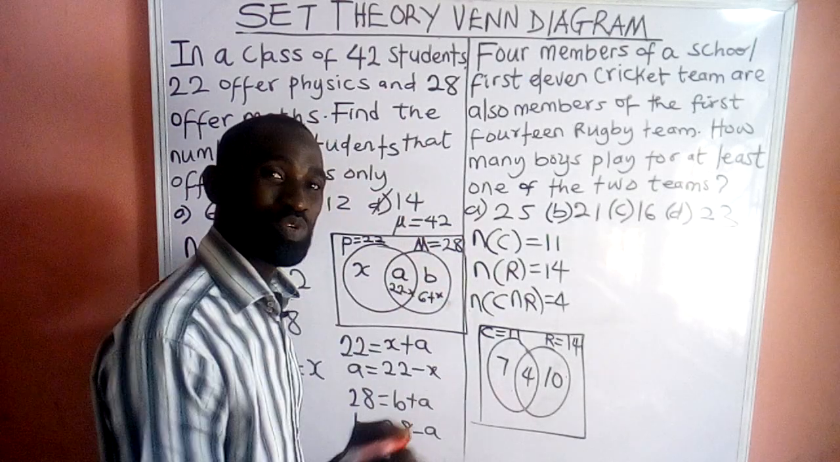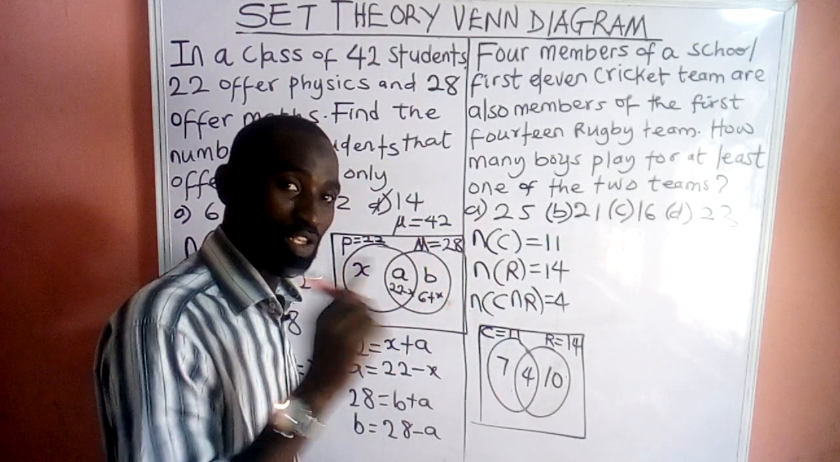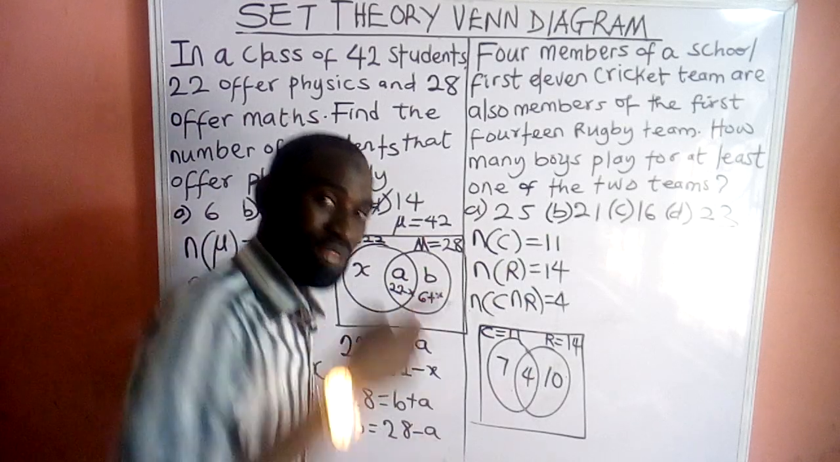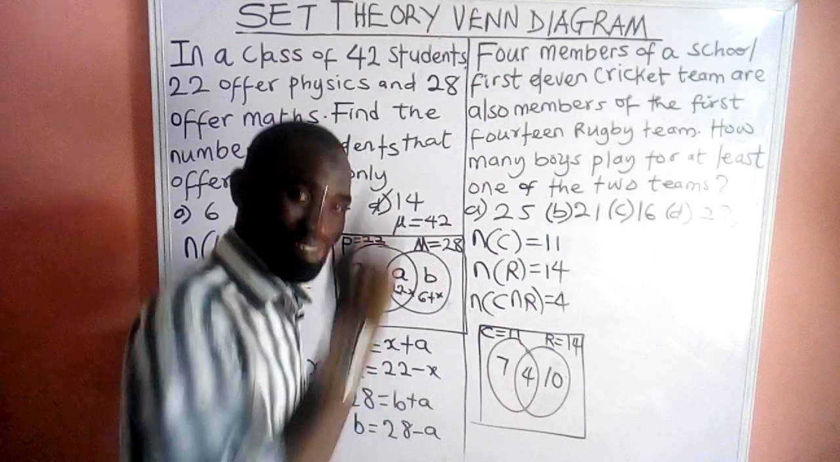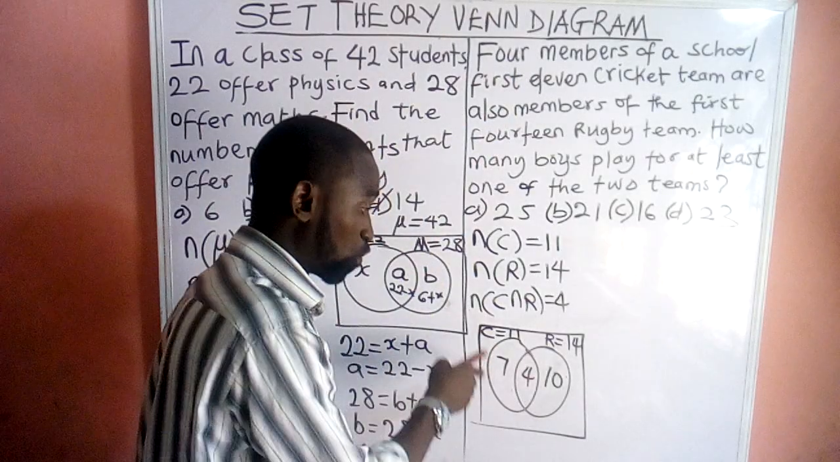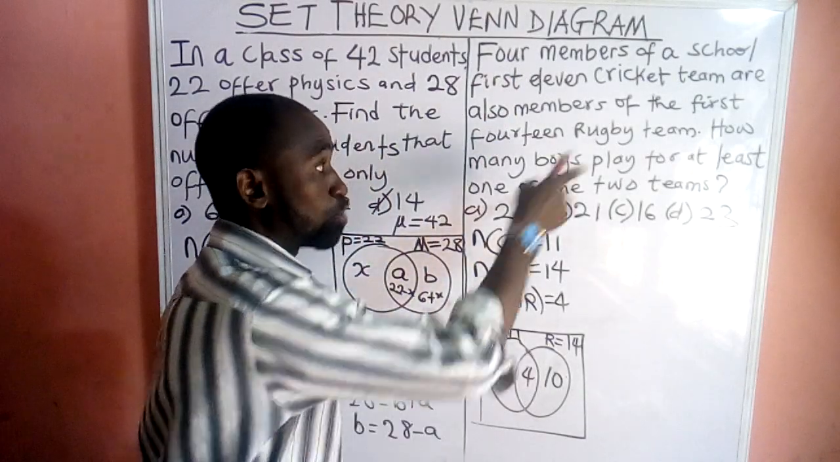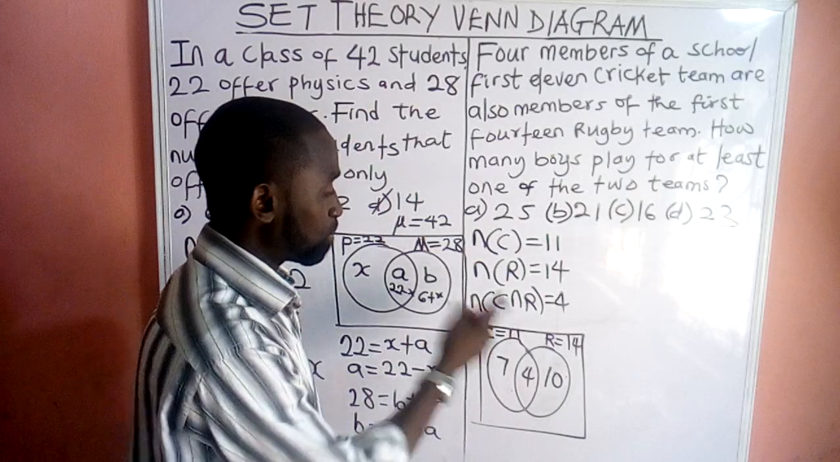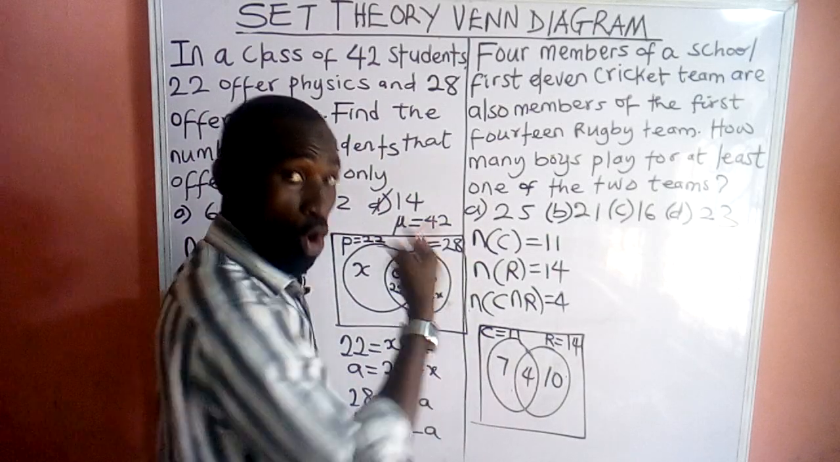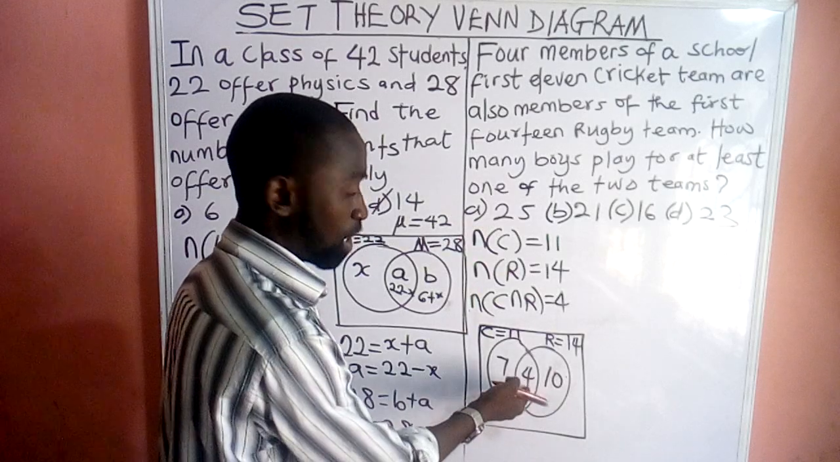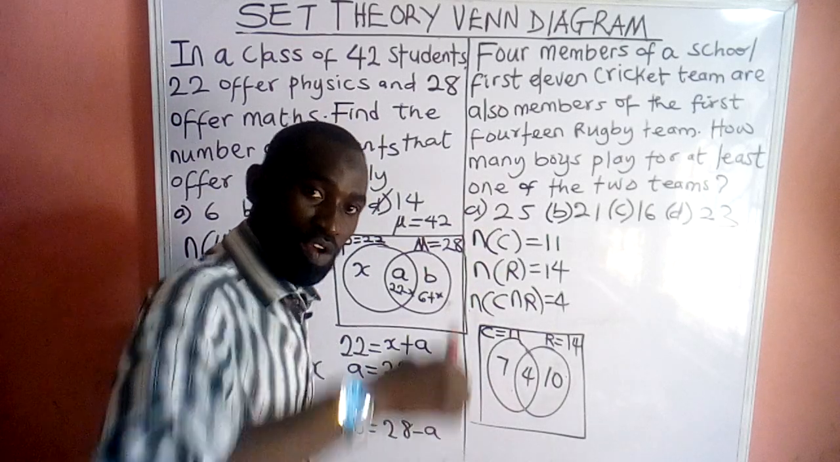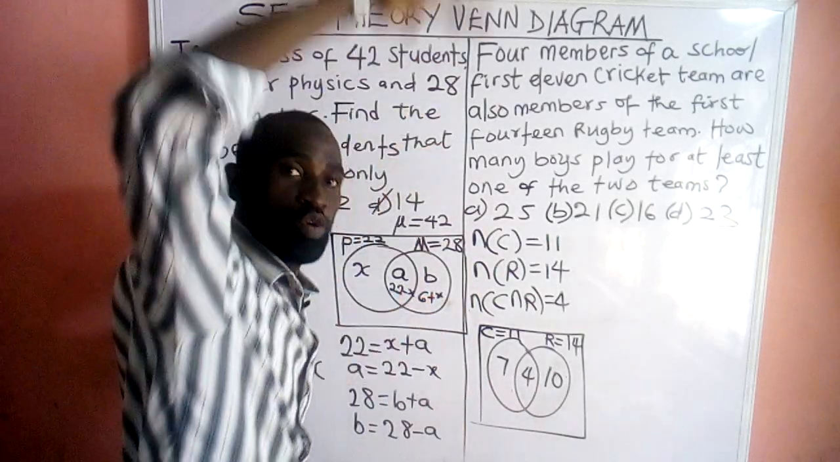Don't get confused with the word least. At least means from that thing upward. At most means from that thing downward. So we said at least one of the 2 teams. It means either the person takes cricket only, or rugby only, or both. Because at least means from that thing upward, we are coming from 1 moving upward.